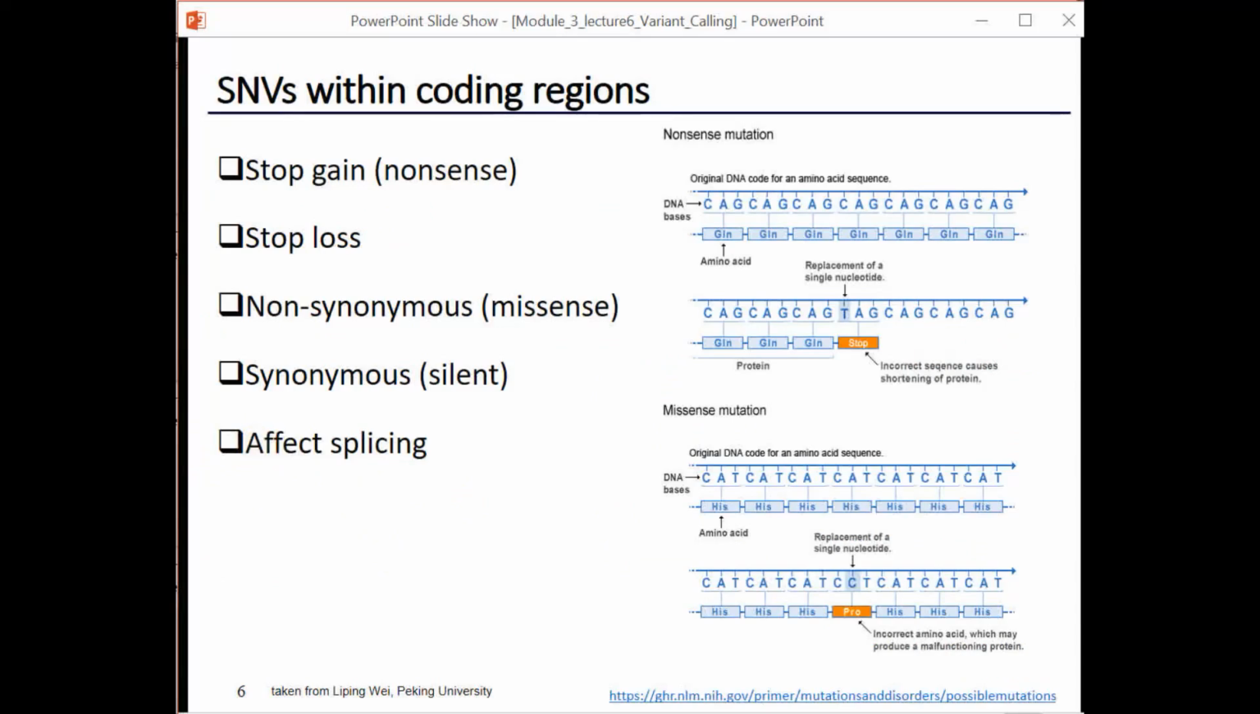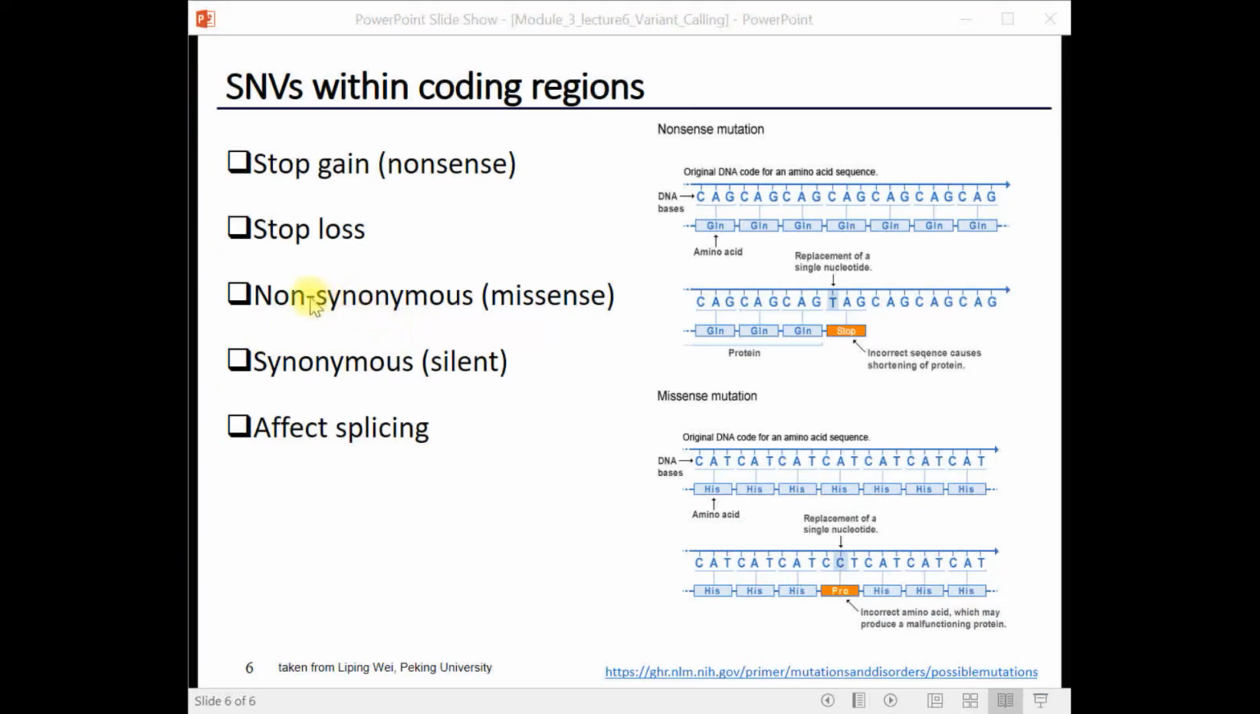One of the most serious is that it will introduce a stop codon, so the protein will terminate early, or the protein will not be translated, or the protein will be a truncated version. This is usually called stop gain or nonsense mutation. Sometimes it will also cause a deletion of the stop codon. That is, the final protein will be longer than the original one. But it may also be the case that it cannot be translated.